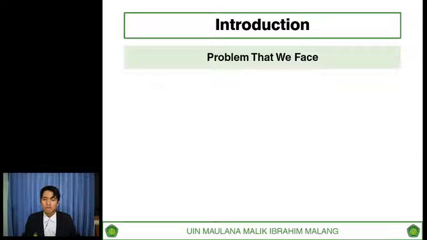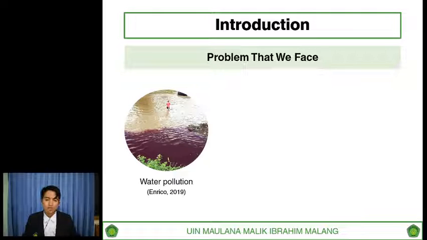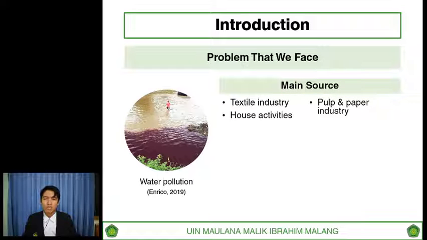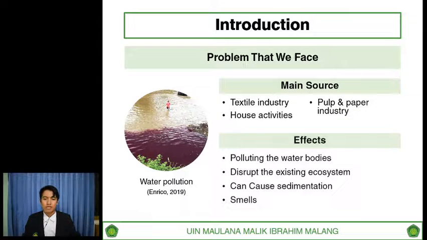We have a problem that we are already facing right now. One of them is water pollution. The main source of water pollution is textile industry, house activities, and pulp and paper industry. Water pollution can affect us in many ways. The first one is polluting the water bodies. The second one is it can disrupt the existing ecosystem around it, and it can also cause sedimentation in the riverbanks, and also it smells.